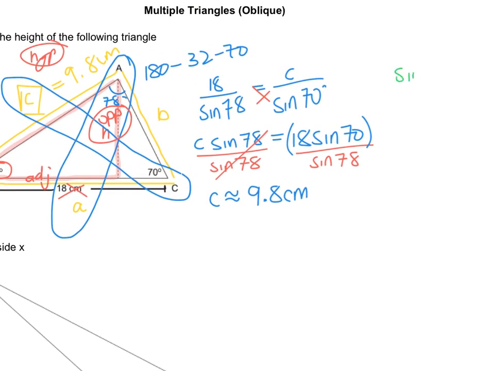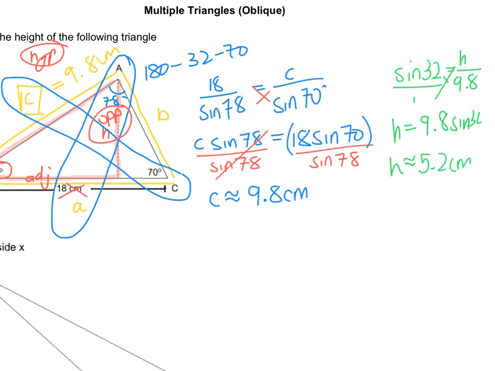So I have sine of my angle, which is 32, equal to the opposite, which is h, over the hypotenuse, which is 9.8. I'm going to put sine 32 over 1 and do a quick cross multiplying, so that h equals 9.8 times sine 32. If you plug that into your calculator, you should get approximately 5.2 centimeters. That was the goal of the question, so we found the height.